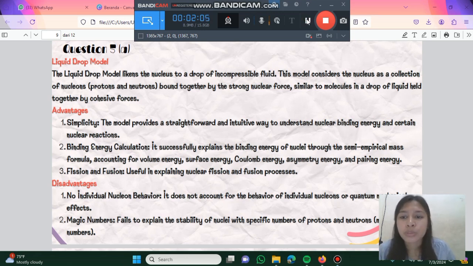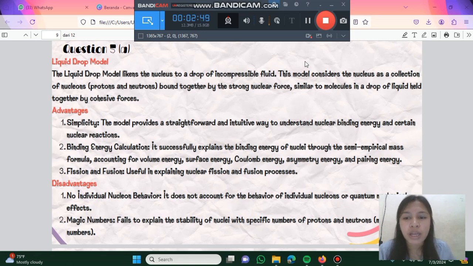The liquid drop model likens the nucleus to a drop of incompressible fluid. In this model, we consider the nucleus as a collection of nucleons, protons and neutrons, bound together by a strong nuclear force, similar to molecules in a drop of liquid held together by cohesive force. So the advantages: number 1 is simplicity. The model provides a straightforward and intuitive way to understand nuclear binding energy and certain nuclear reactions.